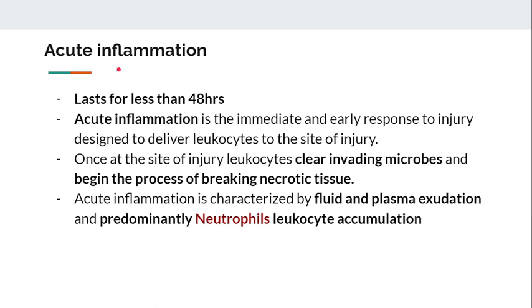Okay, so acute inflammation. Between acute and chronic, acute means that it is short-lived. That condition will not last for a longer period of time. So, for example, acute inflammation can last for less than 48 hours. Then when we talk about chronic inflammation, you'll find out that it will last maybe for weeks or even months sometimes.